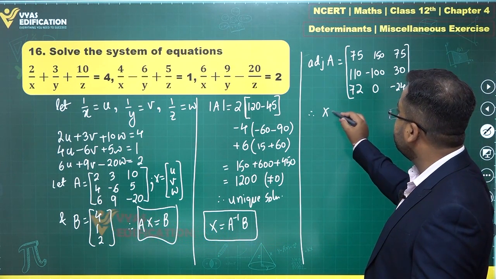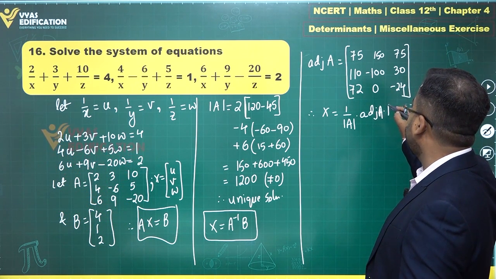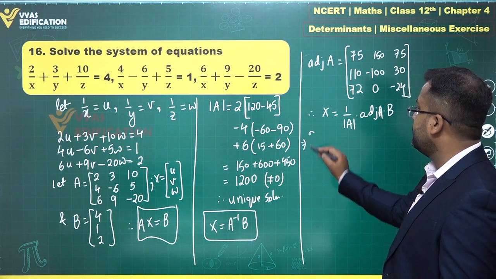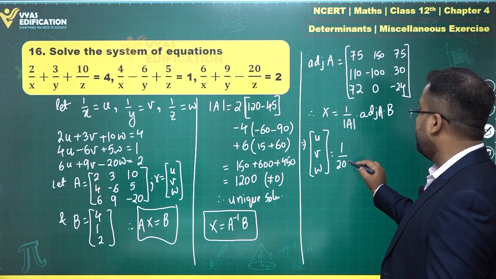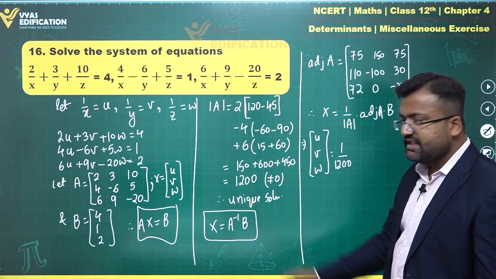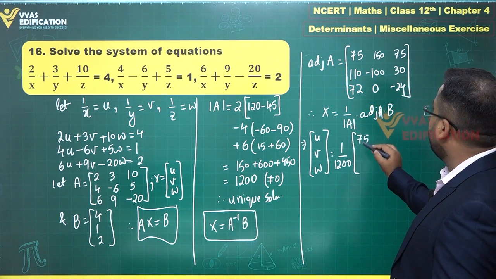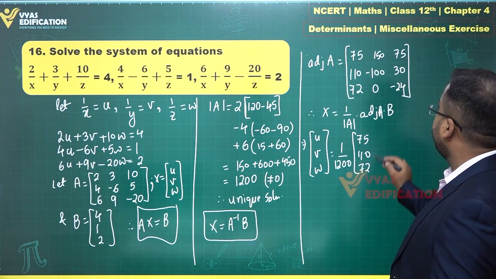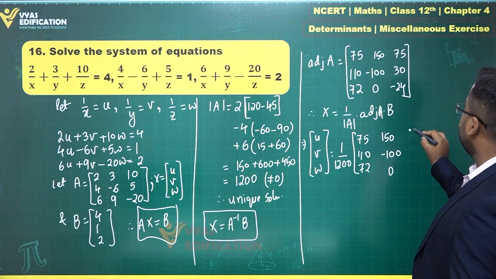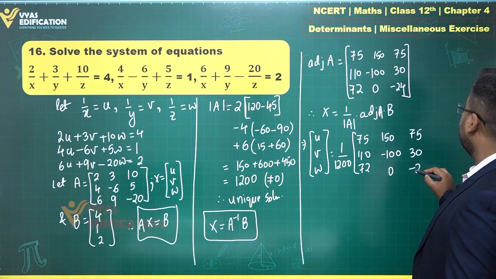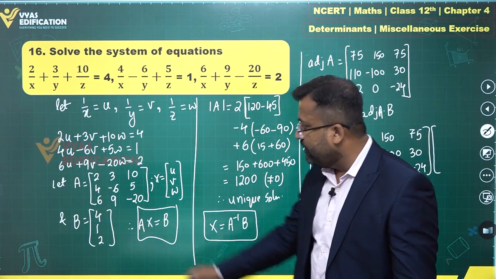Therefore, x is equal to 1 over the determinant of A times the adjoint of A times B, which gives me this matrix over here: U, V, W is equal to 1 upon 1200. The determinant of A is 1200, right? Yes. Times the adjoint of A. The adjoint of A is 75, 110, 72; 150, minus 100, 0; 75, 30, minus 24, times the matrix B. Now, what is the matrix B? Matrix B is this matrix 4, 12 over here.